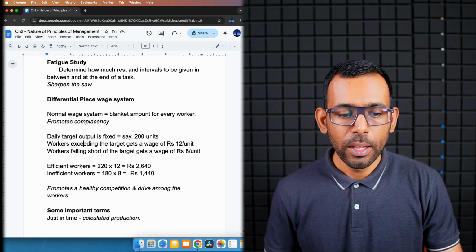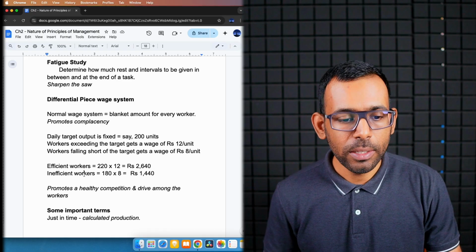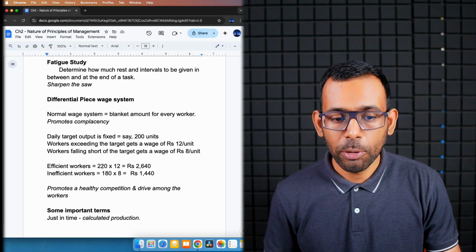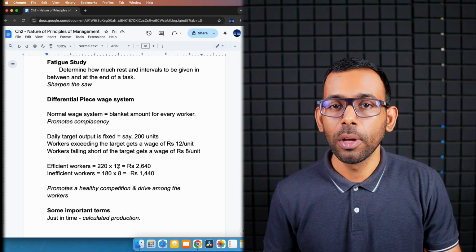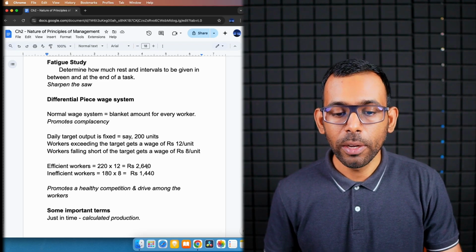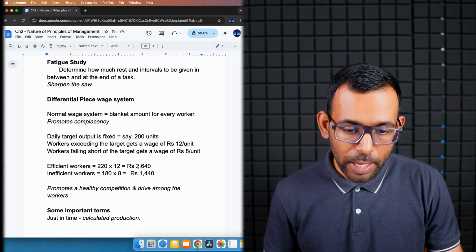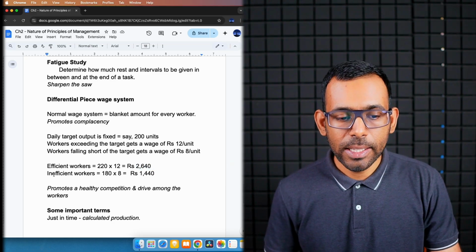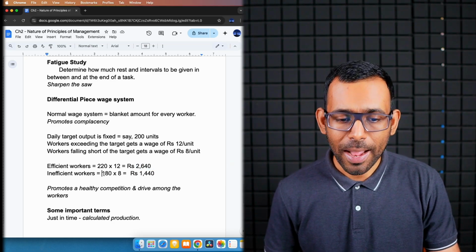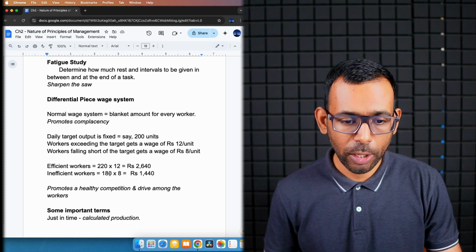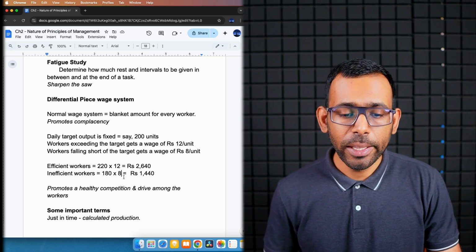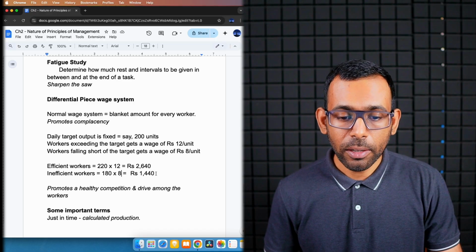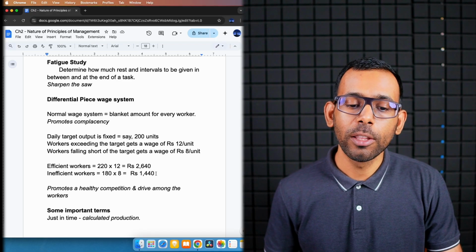Now let's say there is an efficient worker and there is an inefficient worker. The efficient worker makes 220 units of output, so he earns 12 rupees per unit, and thereby his wage at the end of the day will be 2640. And let's say the inefficient worker manages to manufacture only 180 units, and thereby he earns only 8 per unit. Therefore his daily earning at the end of the day is only 1440.